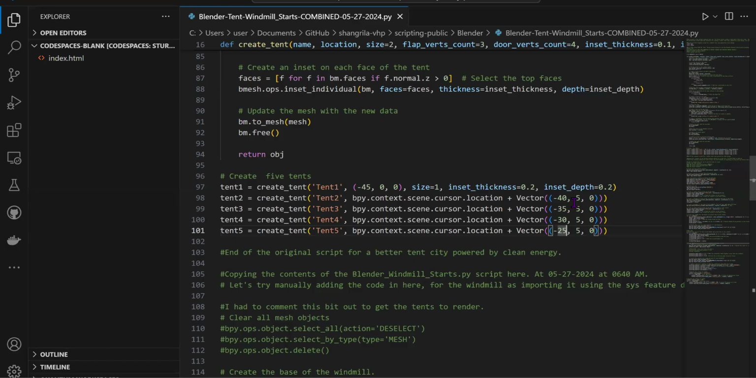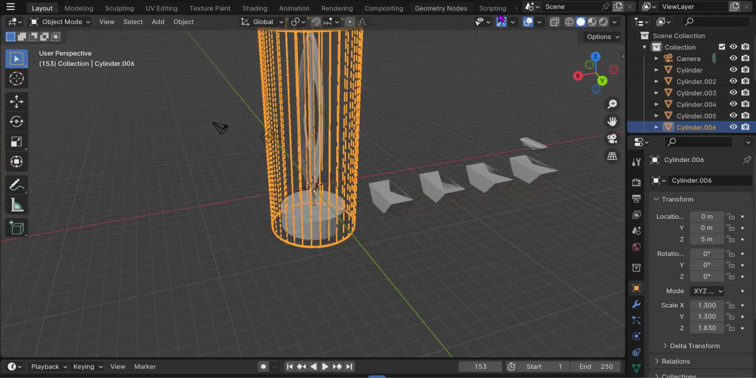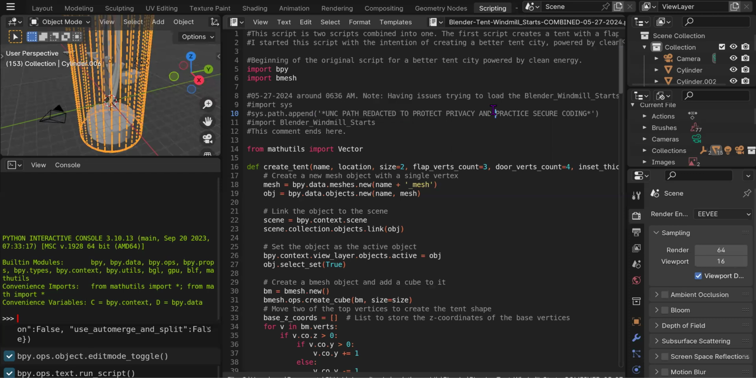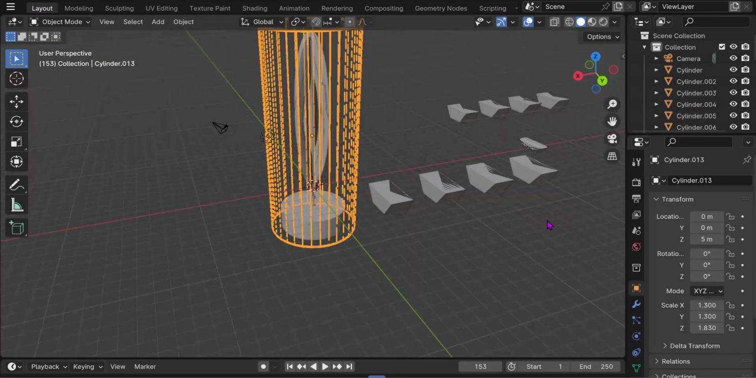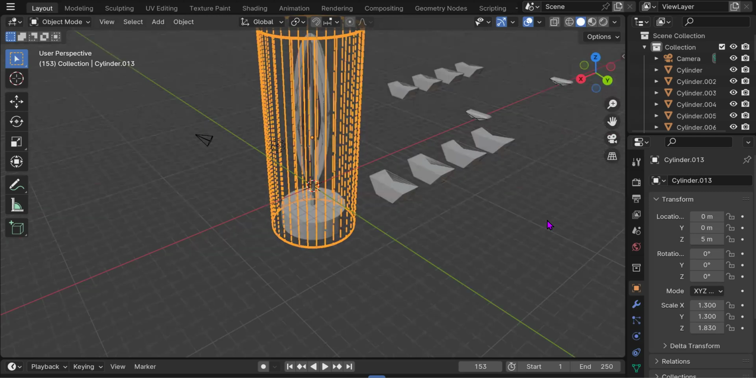Yeah, let's see. Maybe minus 15 is going to be too far ahead. So I'll just make this minus 12. And I'll come back here. Load it again. And yeah, I don't know why it duplicates it when you render it. But that is at a sufficient enough distance.